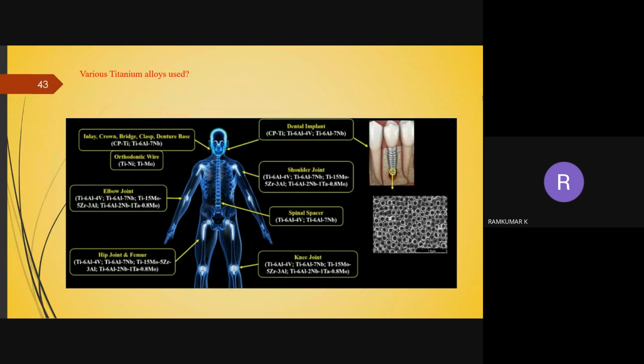The next one is about the elbow joint, what kind of composition materials they are using. The next one is about the hip joint. After that, the dental implant, the shoulder joint, spinal spacer, the knee joint. So the various kinds of materials which are preferred for a particular area for their better working.